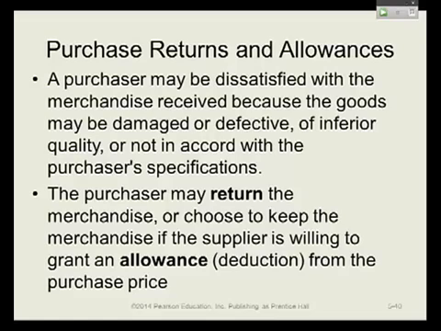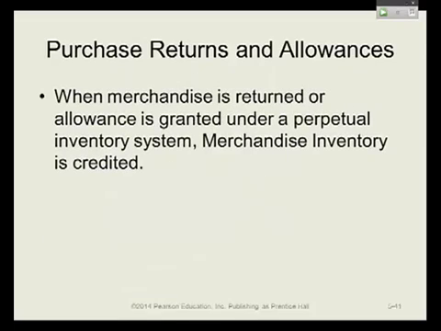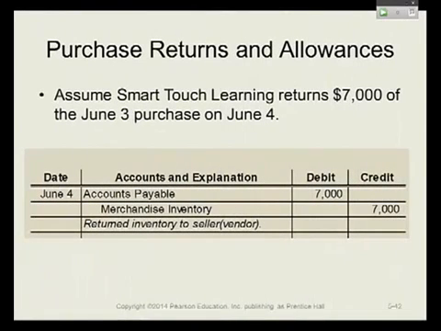Now, the purchase return and allowance is, as I said, accounted for the same way under a perpetual inventory system, and it's going to reduce both the inventory and the accounts payable. So in this case, we assume that Smart Touch returned $7,000 worth of inventory. They debit accounts payable and they credit the merchandise inventory account. So they did that on June 4th.